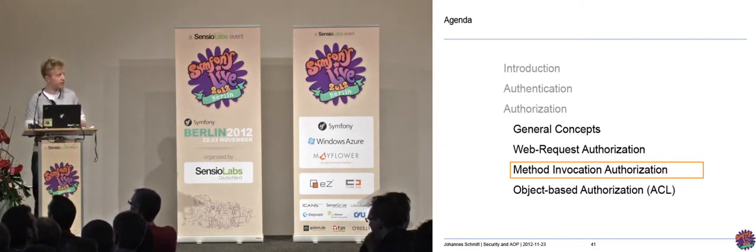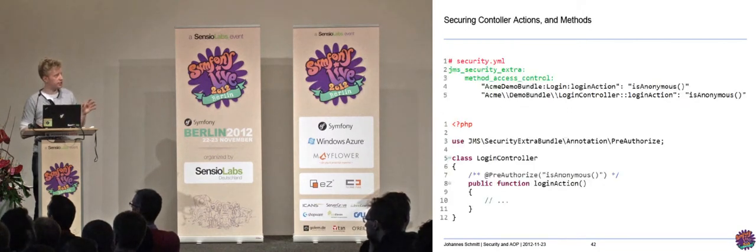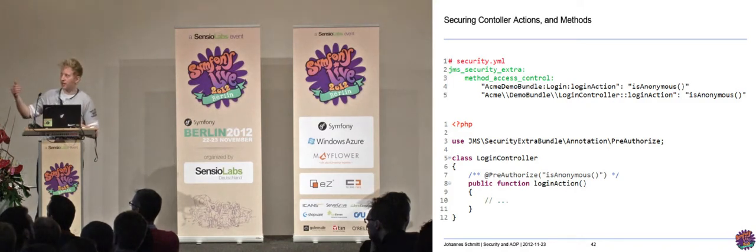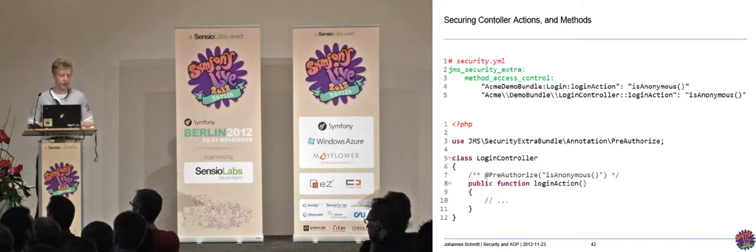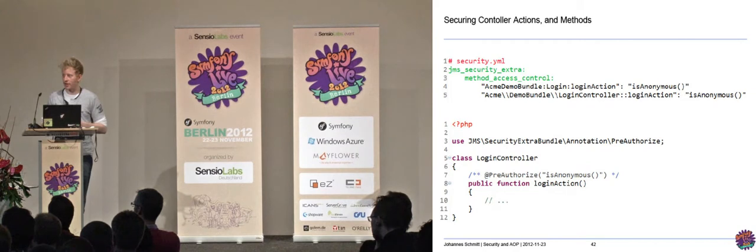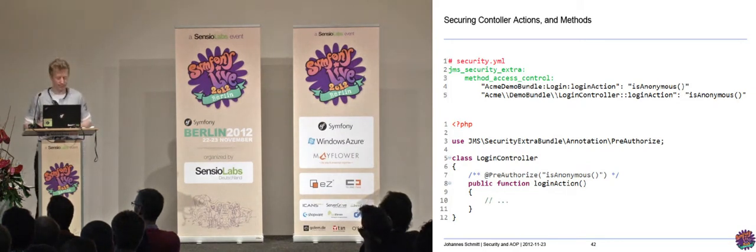And that's possible also in the security YML and the method access control section, where you can define which expression should be evaluated for which controller actions. You can either use the controller annotation that you know already from the routing system, or you can also use the fully qualified class name to apply an expression function. And then, of course, you can also add an annotation to the action directly, or you could also hard code a permission check inside the action by using the security context is granted method. That would be possible as well.